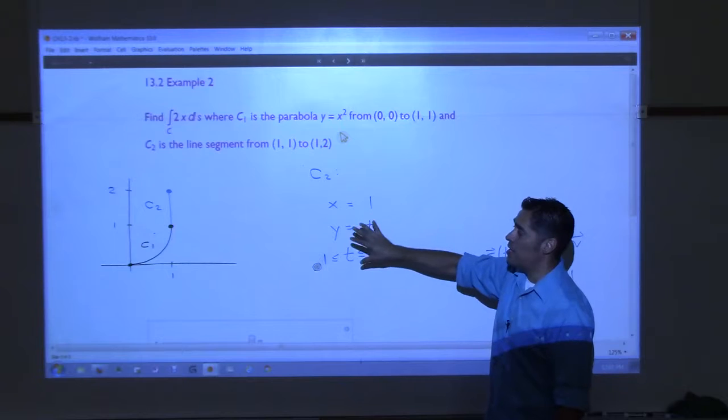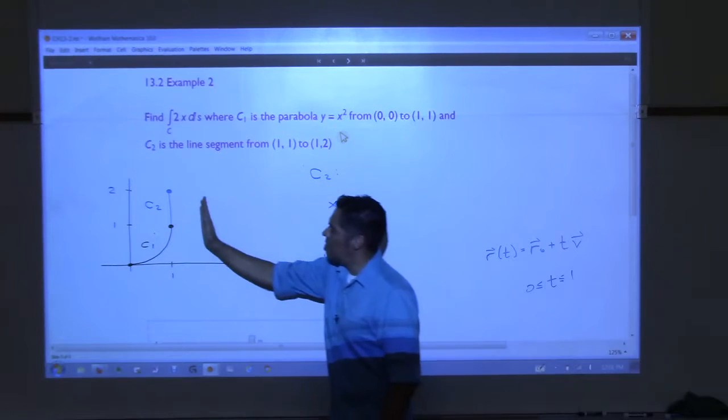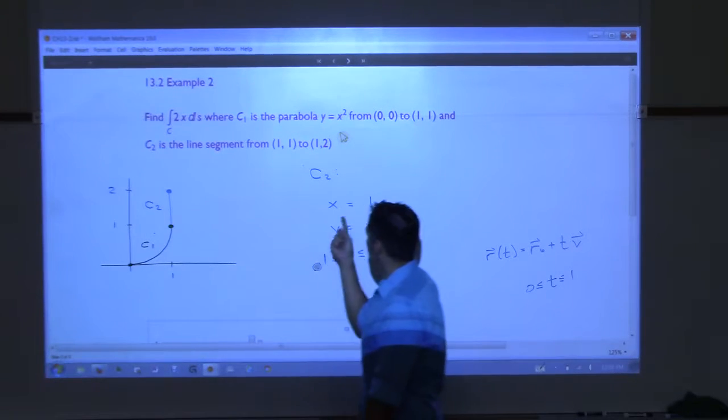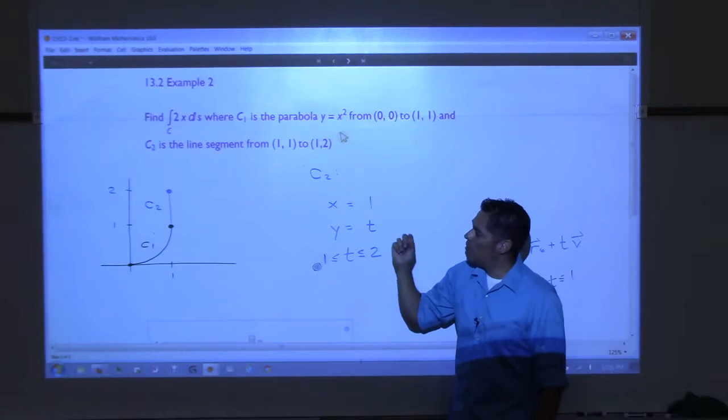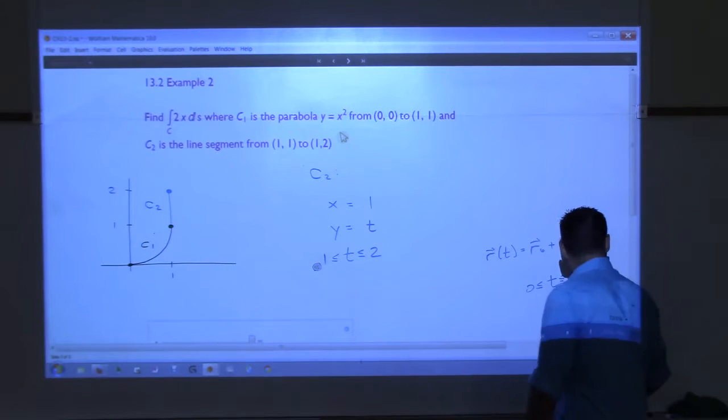But I want you to see a different version, because had this line not been vertical, then this x equals 1 wouldn't have been as easy. So let's try it with this. Look at these as 2 points.